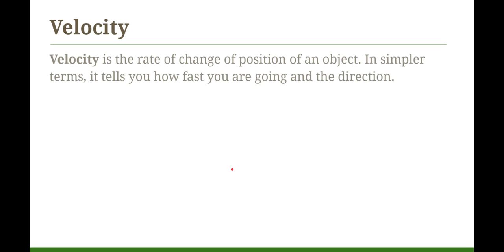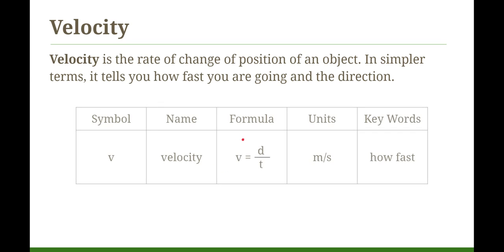In your homework, you're going to see 3 variables, and so we're going to define those variables. The first one is velocity, which is the rate of change of position of an object. In similar terms, it tells you how fast you are going and the direction. So in your notes, you can copy this row of information. We symbolize velocity with the letter V. The formula to find velocity is displacement divided by time.